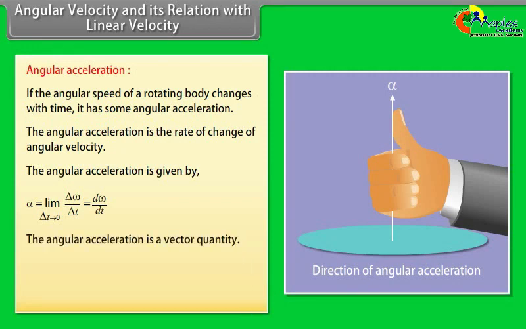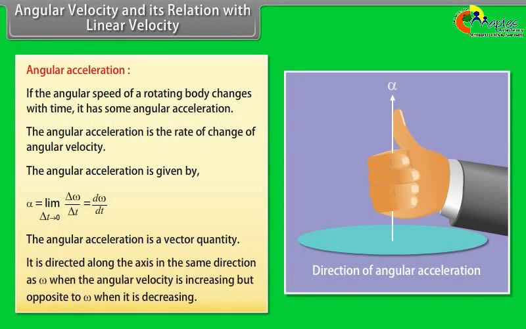The angular acceleration is a vector quantity. It is directed along the axis in the same direction as omega, when the angular velocity is increasing, but opposite to omega when it is decreasing.